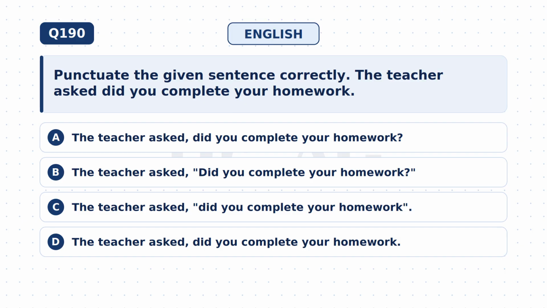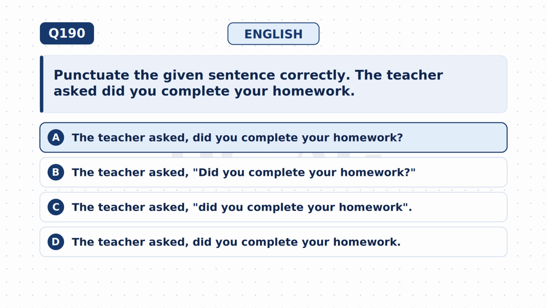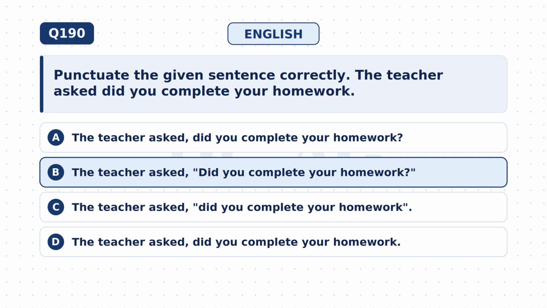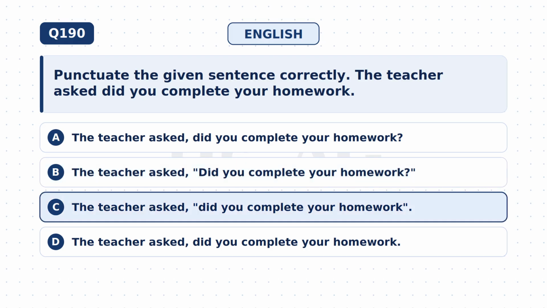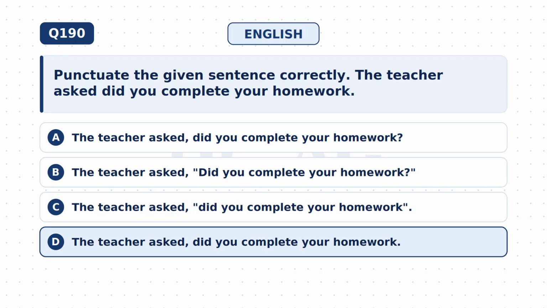Question 190. Punctuate the given sentence correctly. The teacher asked, did you complete your homework? Option A. The teacher asked, did you complete your homework? Option B. The teacher asked, did you complete your homework? Option C. The teacher asked, did you complete your homework? Option D. The teacher asked, did you complete your homework?